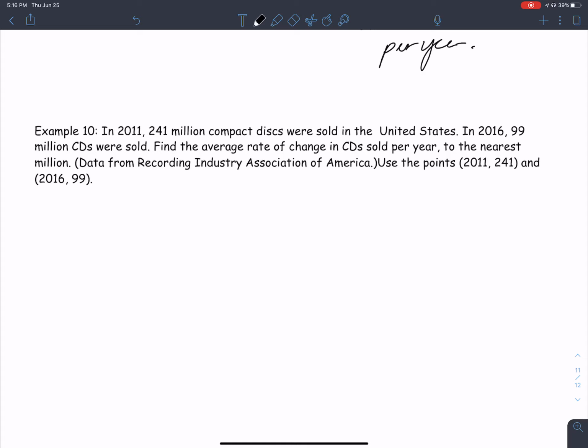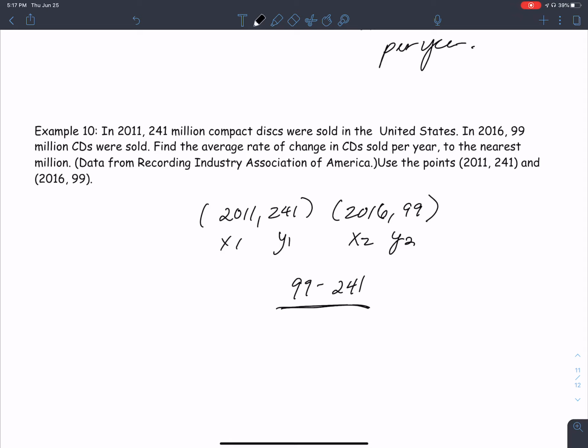In 2011, 241 million compact discs were sold in the United States. In 2016, 99 million CDs were sold. Find the average rate of change of CDs sold per year to the nearest million. Again, in 2011, 241 million were sold, and in 2016, 99 million were sold. So average rate of change: x1, y1, x2, y2, 99 minus 241 over 2016 minus 2011. If I do 99 minus 241, I get negative 142.